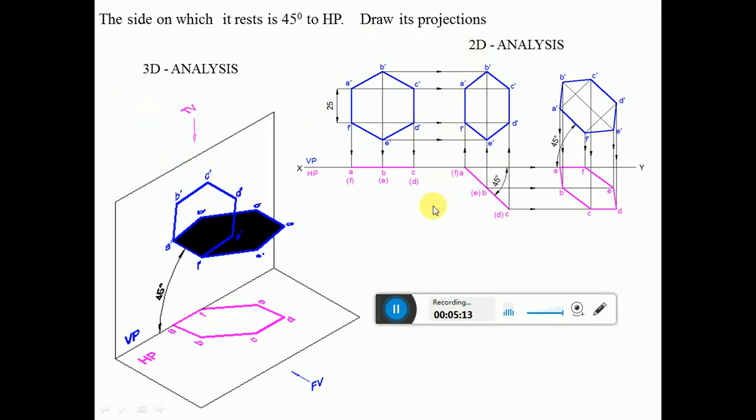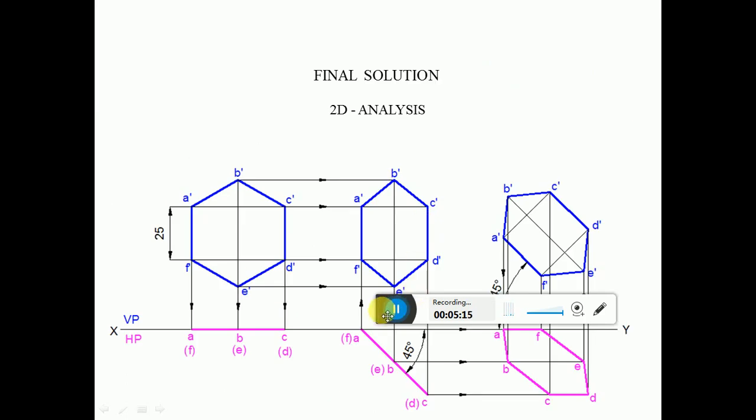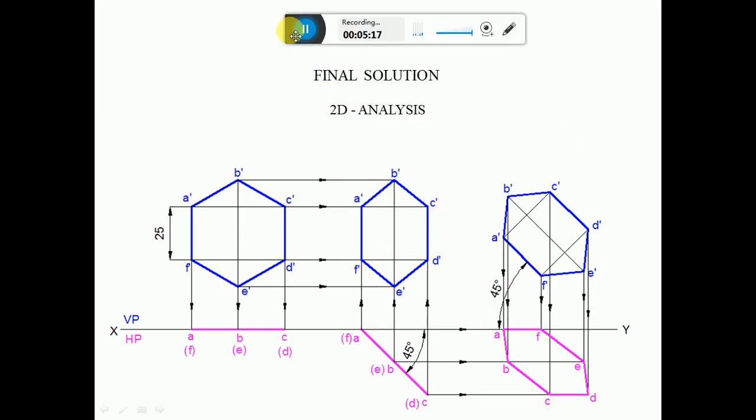But now we are going to solve this problem in a sketchbook. So how to solve this problem? First we draw the thin XY line and mark XY, VP and HP. VP will be above the XY line and HP will be below the XY line. First we need to draw the hexagon which is on the vertical plane, because one of the sides is on VP, and he has also given the surface inclination with respect to VP. So obviously the initial position has to be in the vertical plane.